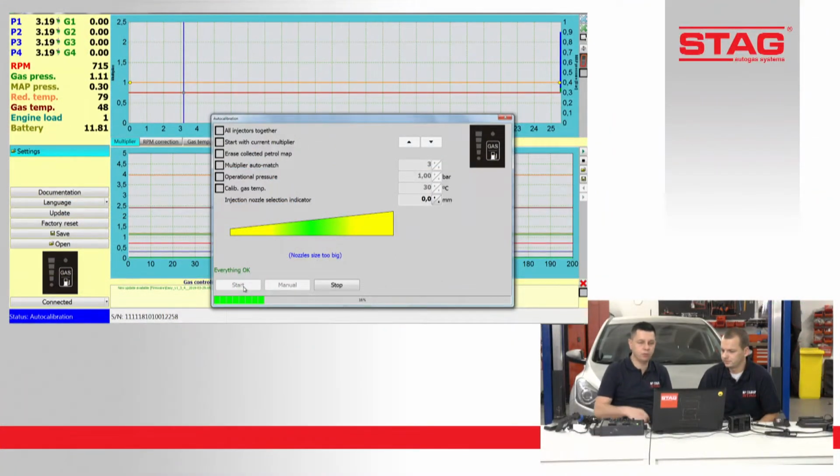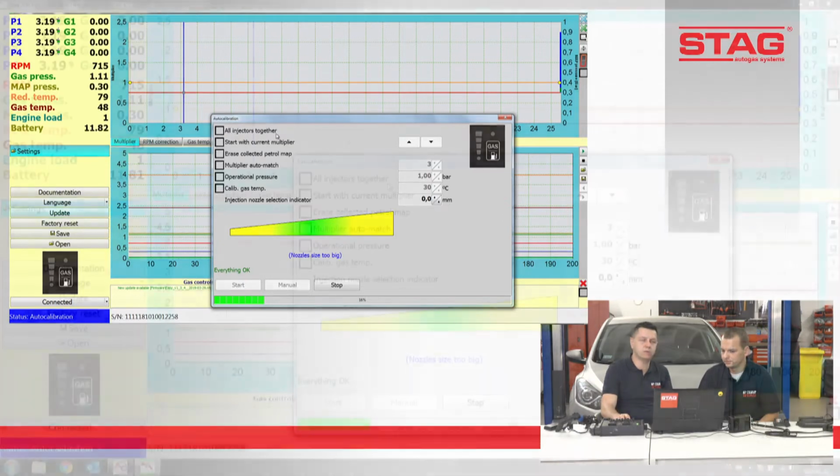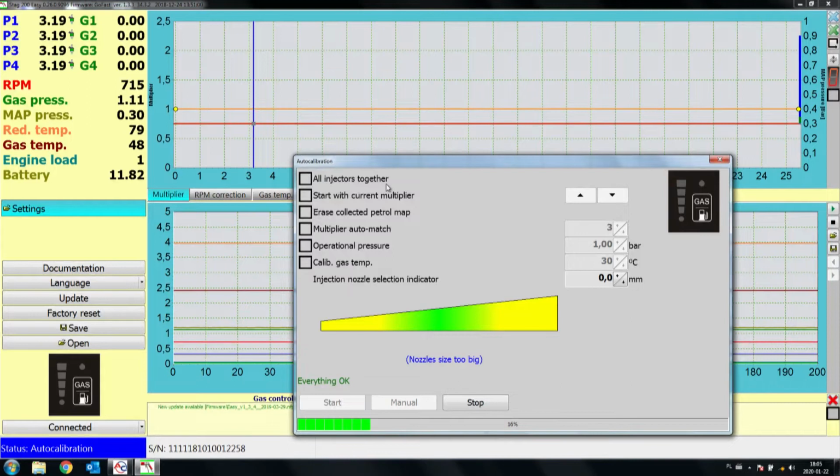During the auto calibration, we can just look at some options that we have here in the auto calibration window. We have the option about all injectors together. That means if you have an engine that is working with the full group, when there is no sequential injection, and all the injectors are injecting at the same time, then you have to use the option all injectors together, right?